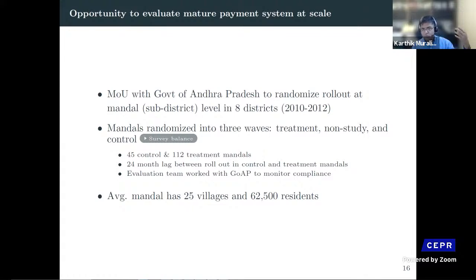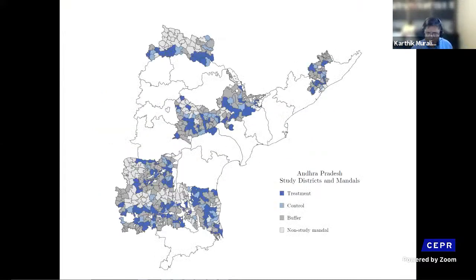We had this MOU with the government of Andhra Pradesh to randomize. This was part of a staggered rollout. The main thing we did was get them to stagger the rollout into 3 waves of treatment, a buffer that's non-study, and control. The reason we had that buffer is that the government is chomping at the bit to keep rolling it out. So we're saying, here's the treatment, here's the control, and then you can go to the buffer when we're collecting data. But overall, here's a picture of the map of unified Andhra.